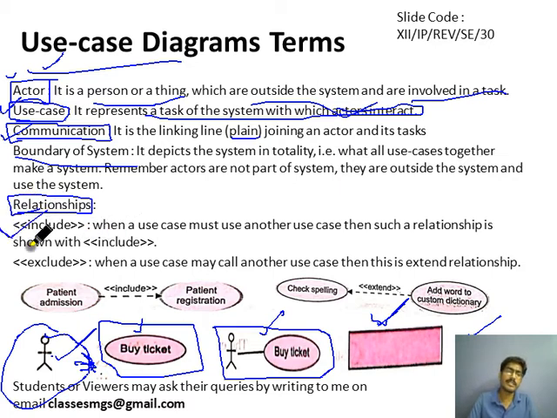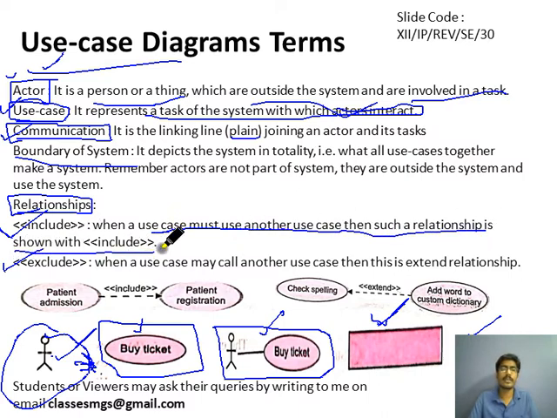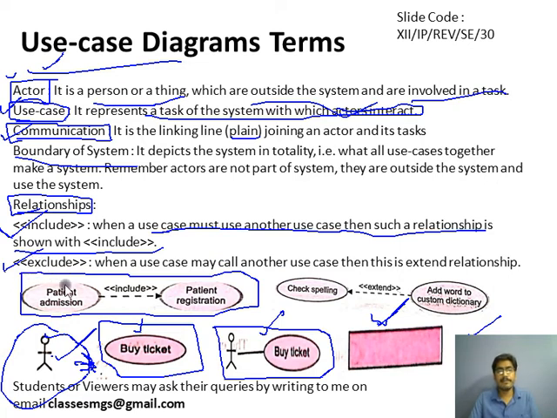There are two types of relationship: one is the include relationship and another is the exclude relationship. Suppose one use case must be performed before another use case, then it is shown by the include. Suppose in a medical reservation system, a patient will be admitted if and only if the patient's registration is done. If the patient registration is not done at the hospital, then the patient cannot get admission into the hospital. So this particular use case, patient registration, must be performed before the patient admission, and such a relationship is represented through include.